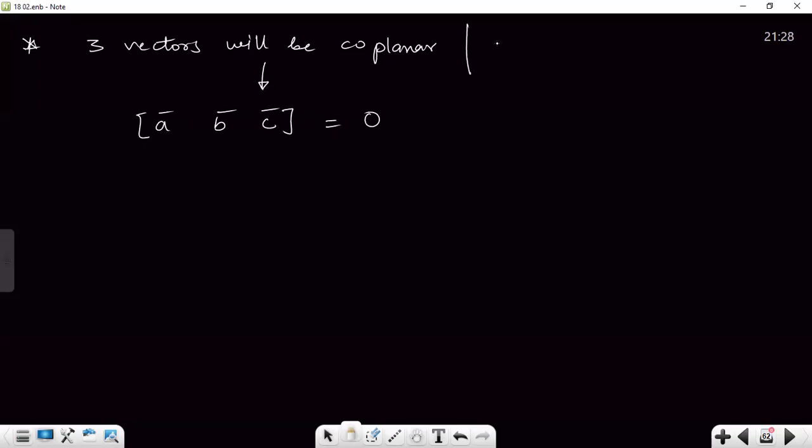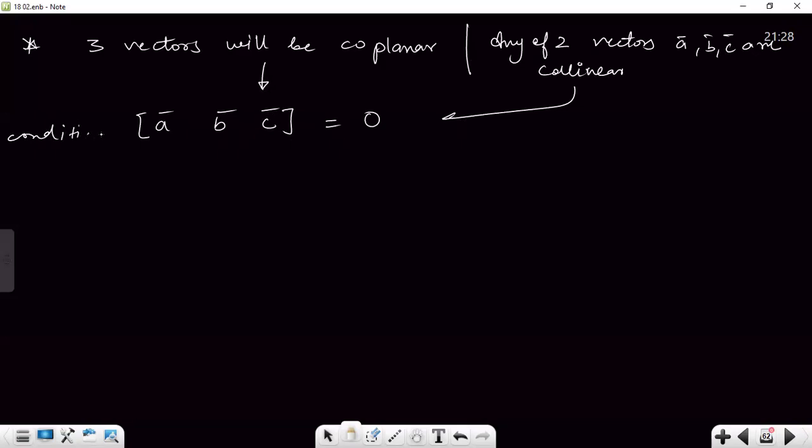Also, if any two vectors out of A, B, C are collinear, for this state also, this is the condition. If this condition is staying true, that means the three vectors will be coplanar. Any two of those vectors are collinear. Collinear means parallel.